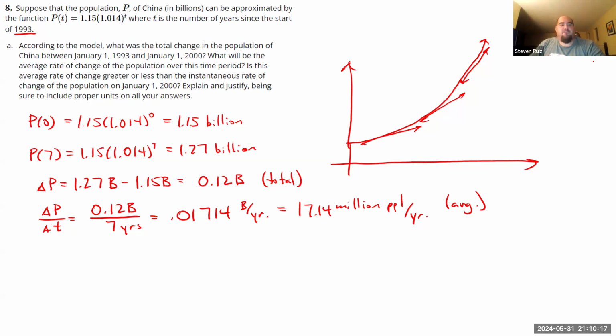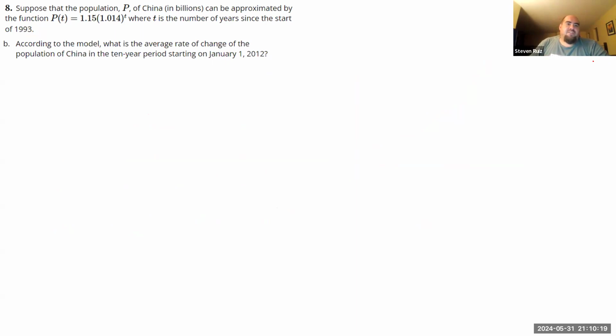So let's go ahead and move on to part B. According to the model, what is the average rate of change of the population in China in the 10-year period starting in 2012? So now we're looking at a different interval. Remember our reference time of 1993.